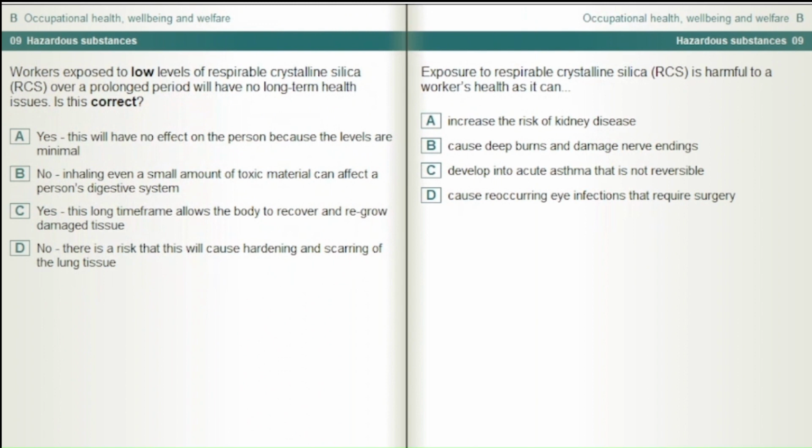Workers exposed to low levels of respirable crystalline silica (RCS) over a prolonged period will have no long-term health issues. Is this correct? Yes, this will have no effect on the person because the levels are minimal. No, inhaling even a small amount of toxic material can affect a person's digestive system. Yes, this long time frame allows the body to recover and regrow damaged tissue. No, there is a risk that this will cause hardening and scarring of the lung tissue.